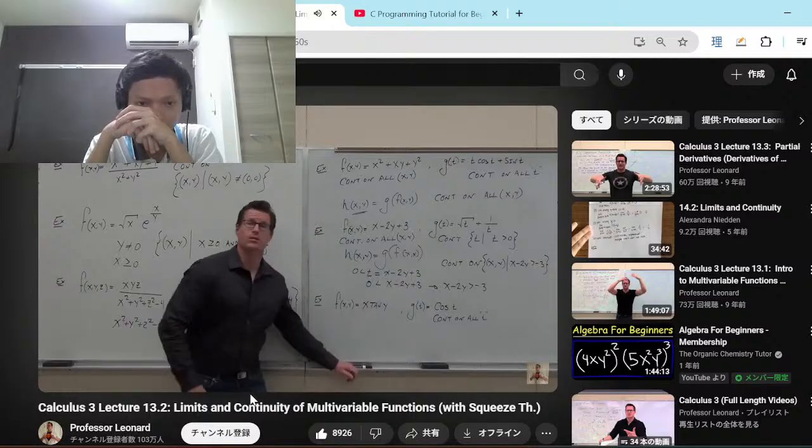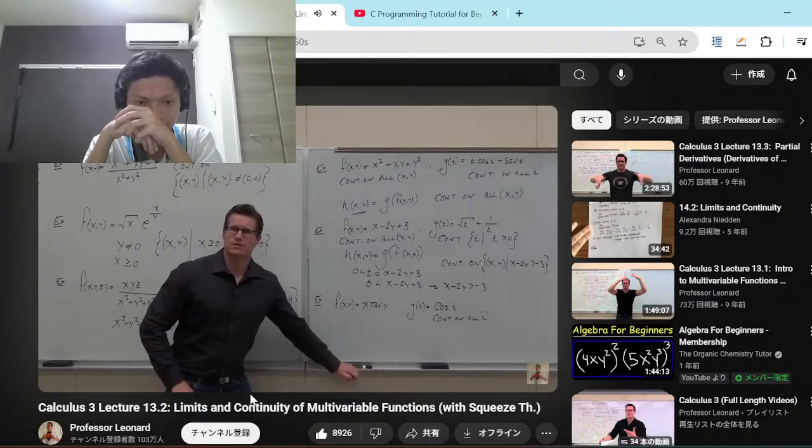Is this continuous everywhere? No. This is tangent. Is it continuous on all x? No. Continuous on all y? No. What's wrong with that? That's because of all the values of pi over 2.